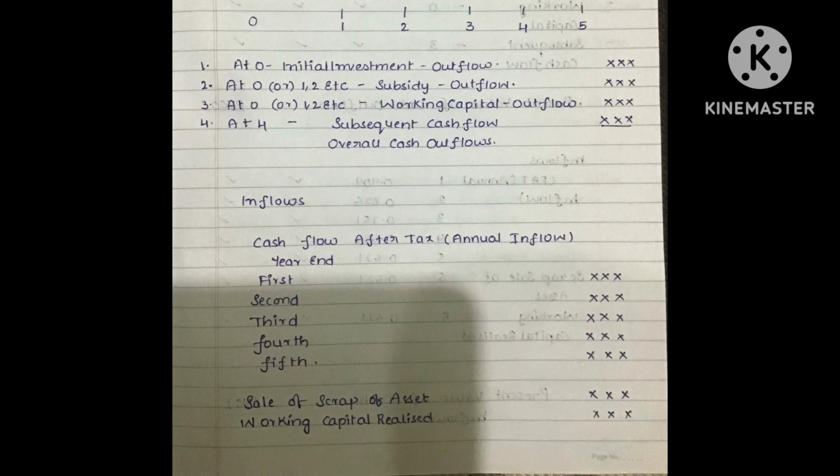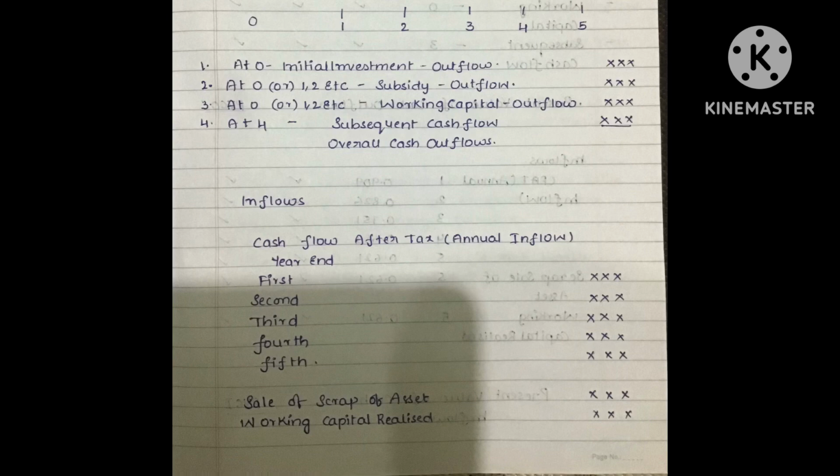And coming to working capital, let us suppose we are starting a business. The suppliers asked us to deposit 20,000 for supplying goods and services throughout the life of the project. At the end of the project, the suppliers are going to refund the amount of working capital we have initially invested. So this is the aspect of working capital, and there may be a requirement of subsequent cash flows, which combinedly result in overall cash outflows.